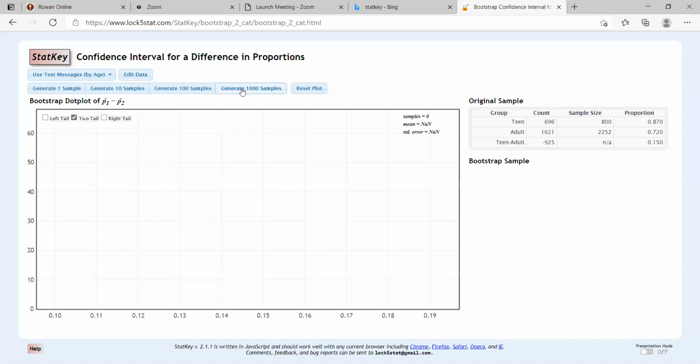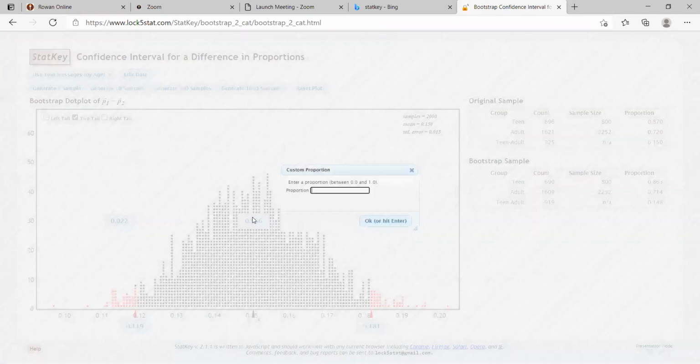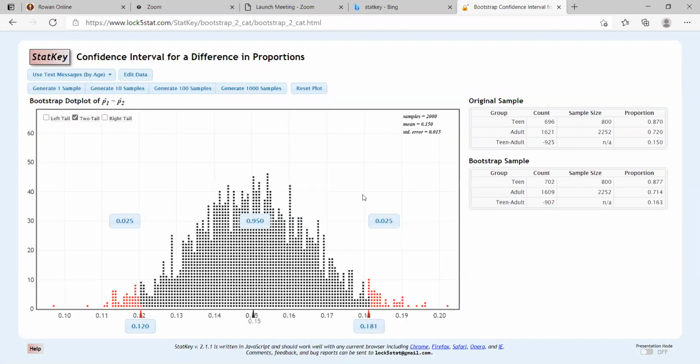And I'm going to create, let's create 2,000 of these. Each of these 2,000 bootstrap samples, these numbers down here represents the difference between teens and adults. All right? Difference in proportions between teens and adults. That's what it represents. So let's make this 0.95 for a 95% confidence interval. All right. So how many bootstrap samples did I create? 2,000 of them.